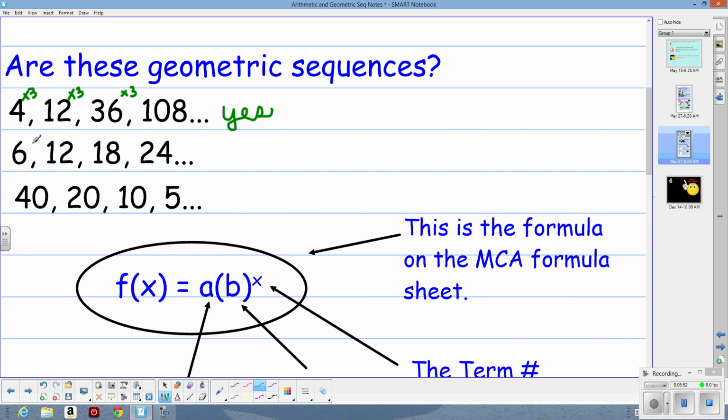Here, to go from 6 to 12, you would have to multiply by 2, but then that means this term would have to be 24 and it's 18, so this one is not a geometric sequence. It's actually an arithmetic sequence because you add 6 each time.